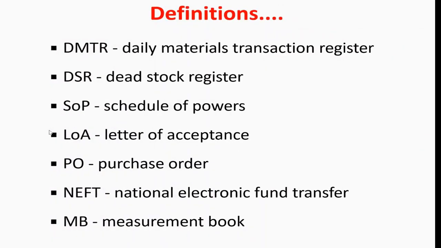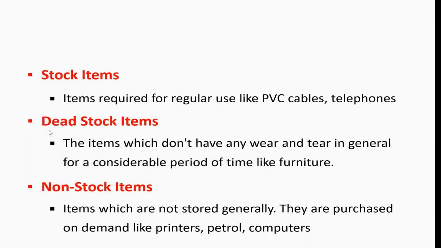DMTR, daily materials transaction register. DSR, dead stock register. SOP, schedule of powers. LOA, letter of acceptance. PO, purchase order. NEFT, National Electronic Fund Transfer. MB, measurement book.